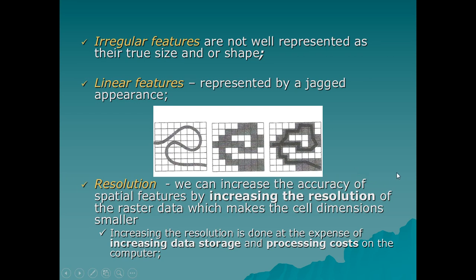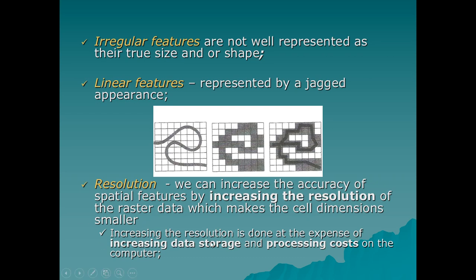Okay, so continuing, resolution now. We can increase the accuracy of spatial features, those would be the features on our maps, by increasing the resolution, or in other words your ability to see details on the raster data. That makes the cell dimension smaller. So remember the rule of thumb: the smaller the cell size is, the higher your resolution. Where you have higher resolution, you have a greater level of detail and accuracy.